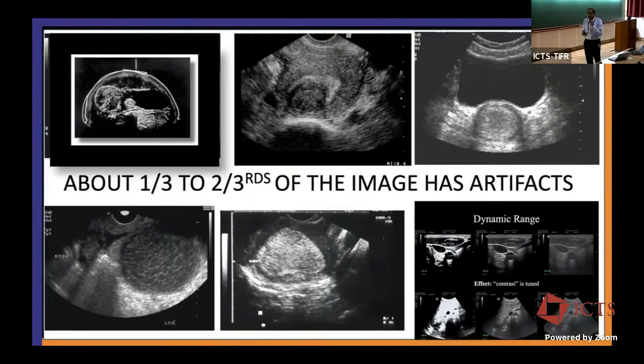Next, most important to understand, about one-third to two-thirds of any ultrasound image you take has artifacts. And these artifacts have to be recognized. Many of them you may not recognize at first, but when you look carefully, you will find these artifacts. And during interpretation, it's important these artifacts are removed and the interpretation done from the main image.